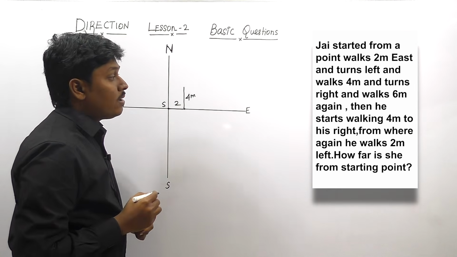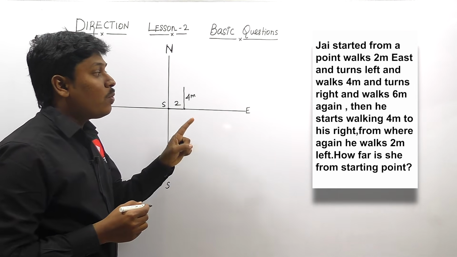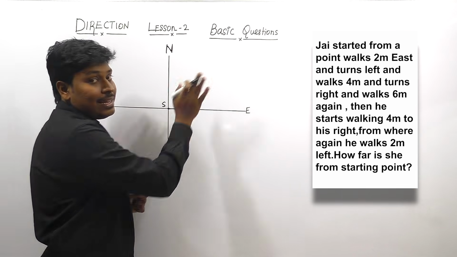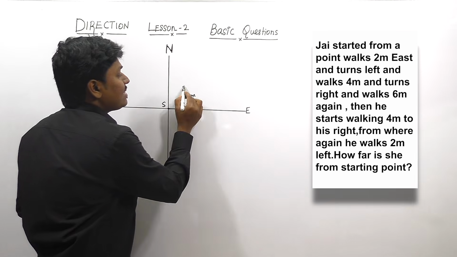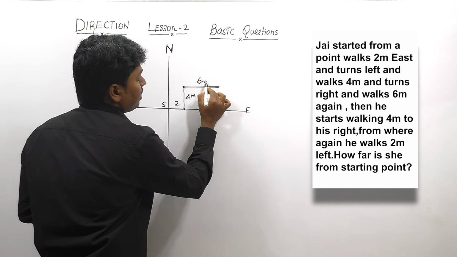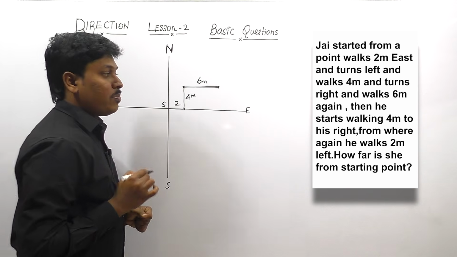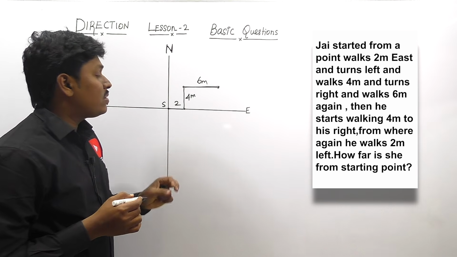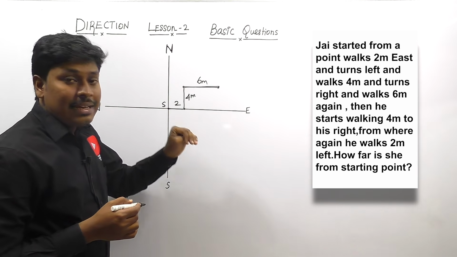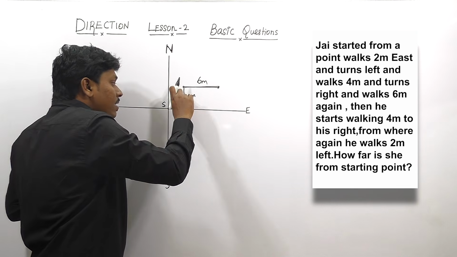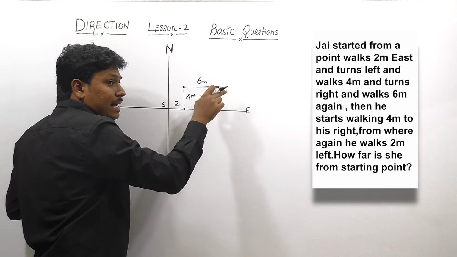Okay. Next point, friends, and turn right and walk 6 meters again. So friends, from here the person Jay is turning right and covering 6 meters. So we can say that the right hand side will be this side and Jay is covering 6 meters. Okay. Next point, friends, then he started towards the point 4 meter towards our right. So friends, from here he is turning right and covers 4 meter.